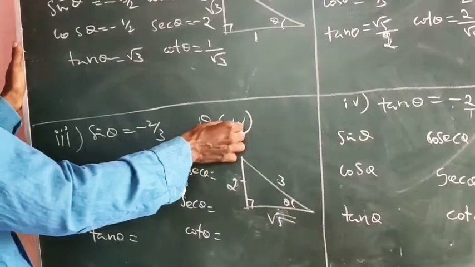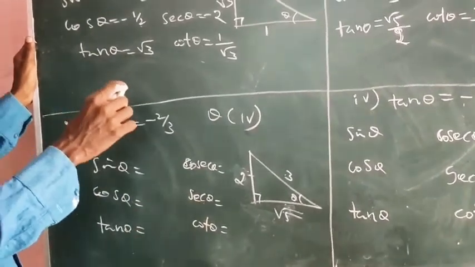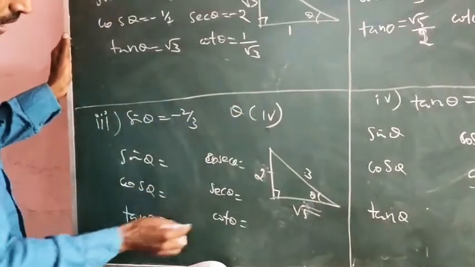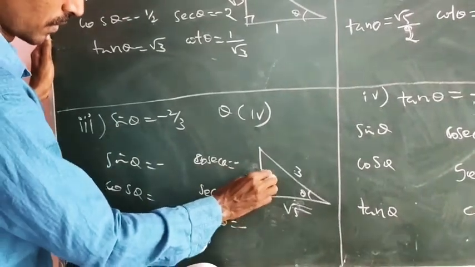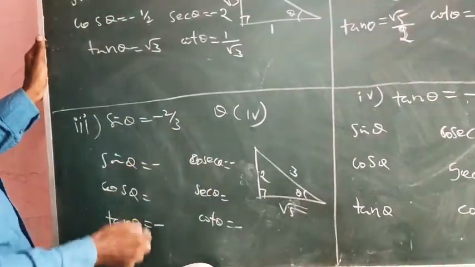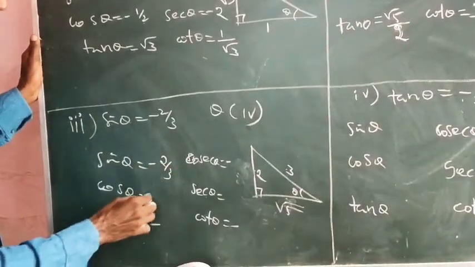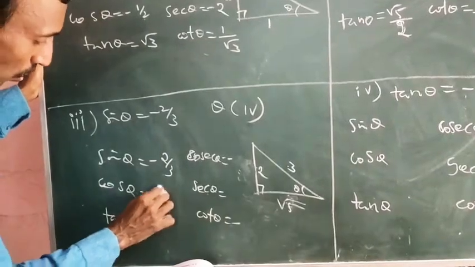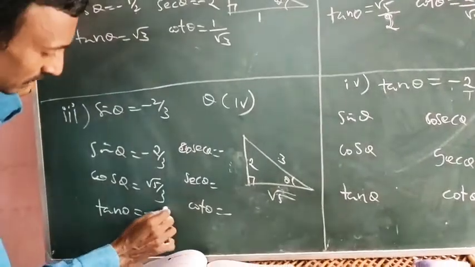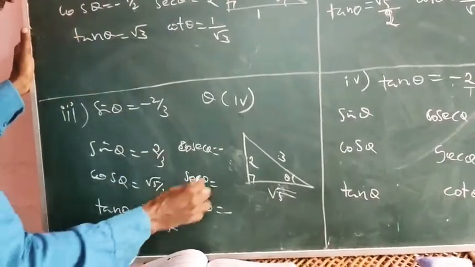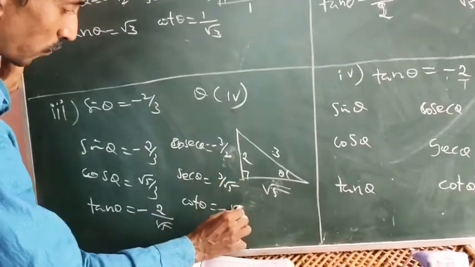Once again, fourth quadrant means cos and secant are positive. All students take chocolate. Cos and secant alone positive, remaining negative. So put the sign. Sin theta, opposite side by hypotenuse, is already given. Cos theta is root 5 by 3. Tan theta, opposite side by adjacent side, is 2 by root 5, and take the reciprocals: 3 by 2, 3 by root 5 and root 5 by 2.